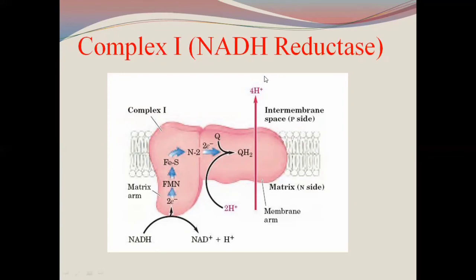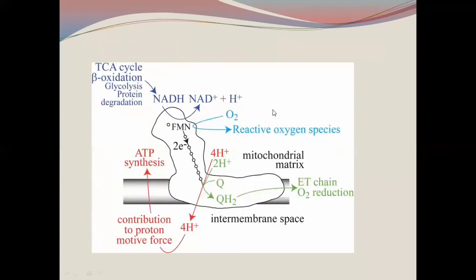So 4 hydrogen ions will be pumped from the matrix to the intermembrane space, and they will be collected here and used for chemiosmosis, to build the proton gradient that will later be used for the synthesis of ATP. So this is the structure of complex 1, an L-shaped structure. It is made up of almost 40 to 42 subunits, embedded in the inner mitochondrial membrane.